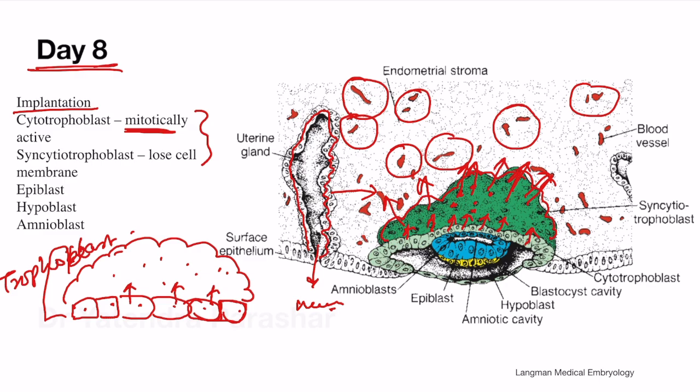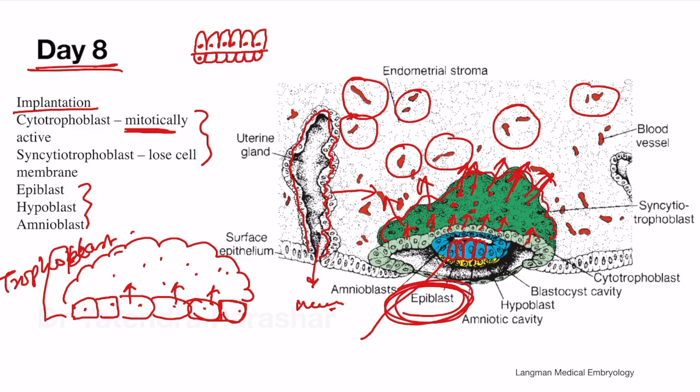And the inner cell mass forms the epiblastic layer, which is a columnar cell layer. These are the columnar cells, the epiblast. And there is a hypoblast layer, a small cell layer present below the epiblast. This cell layer is known as the hypoblast. It is of cuboidal cells, and the epiblast is of columnar cells.